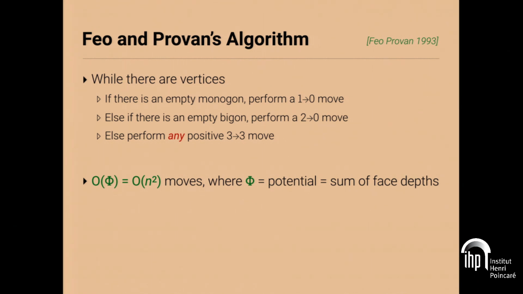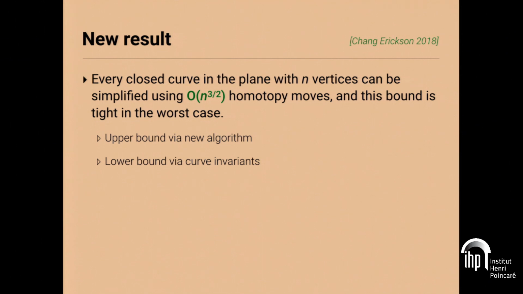Now, I should say, if you choose the positive move to make badly, there are curves which will result in a quadratic number of moves. Okay? The conjecture is that if you choose the deepest positive move, then in fact you only need n to the 1.5 moves. But we don't know how to prove that. So we were able to prove n to the 1.5 using different methods, and moreover we were able to prove that this bound is tight in the worst case. So the right answer to the question how many moves do you need is n to the 3 halves.